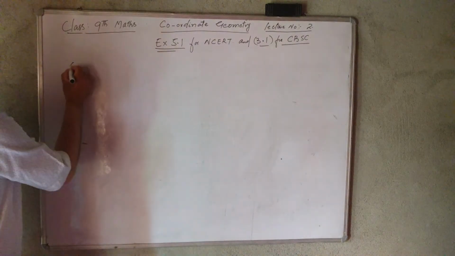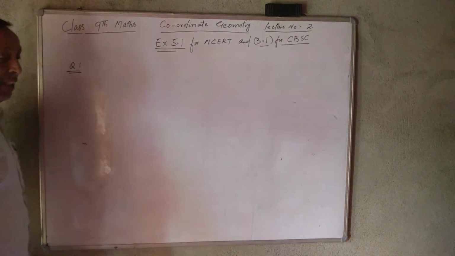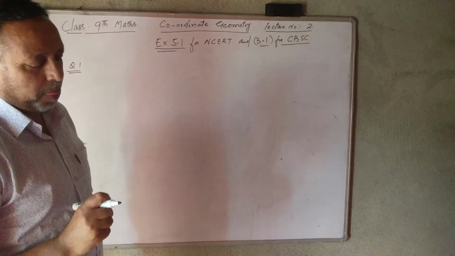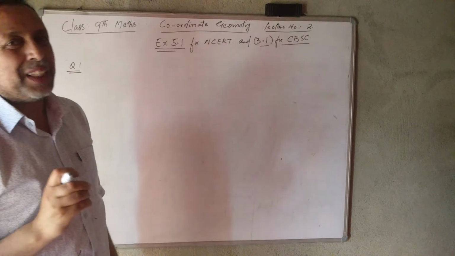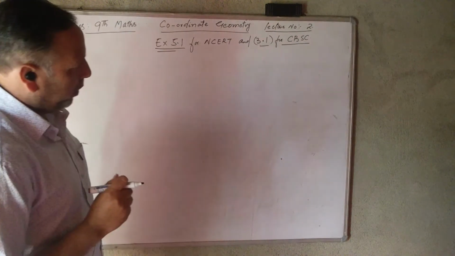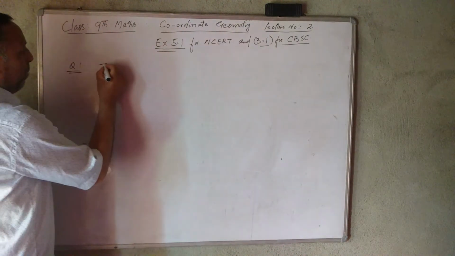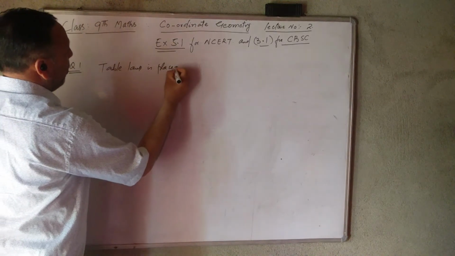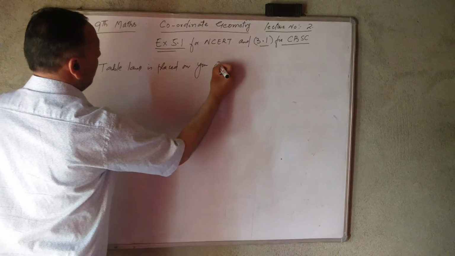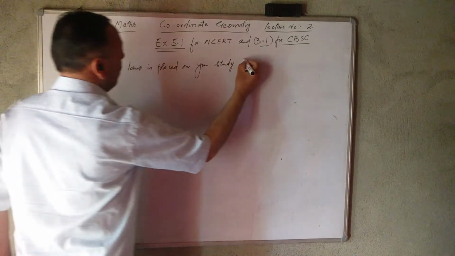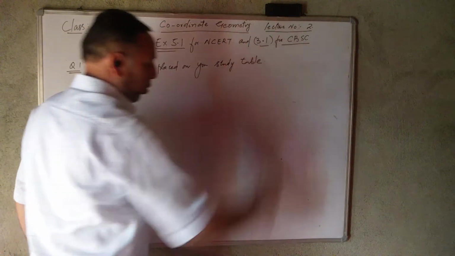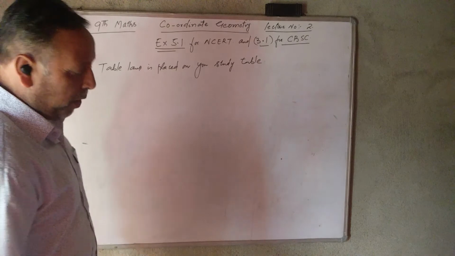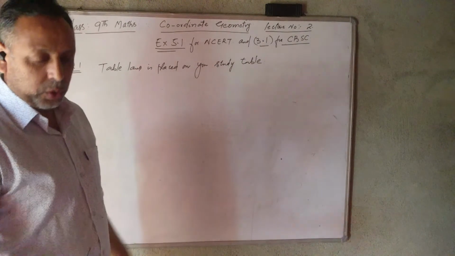Question number 1. It is given that in your study room, a table lamp is placed on your study table. You have to describe its position to another person. How to describe the position of the table lamp to another person?